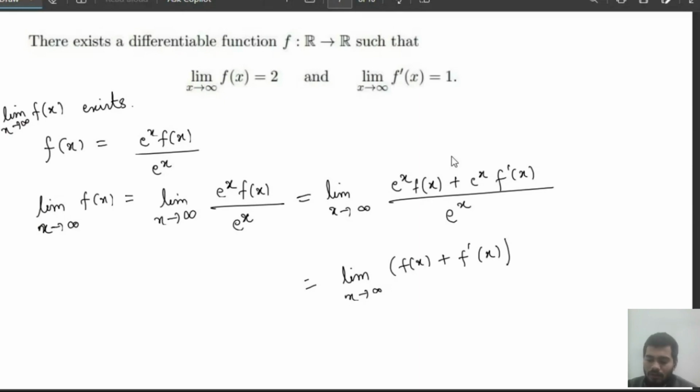Is that following with the question? It will give you 2 equals to 3, I guess, right? And which is not possible.